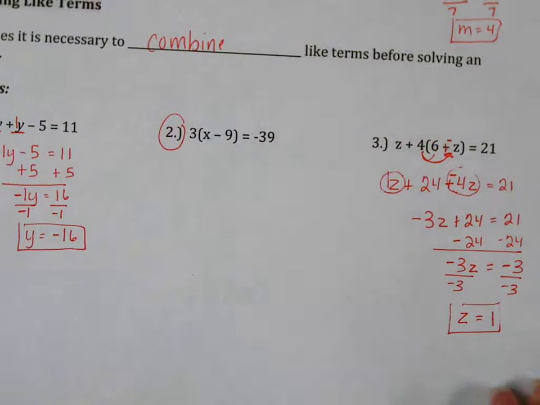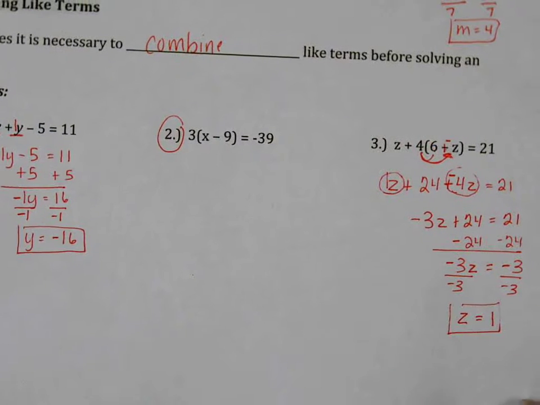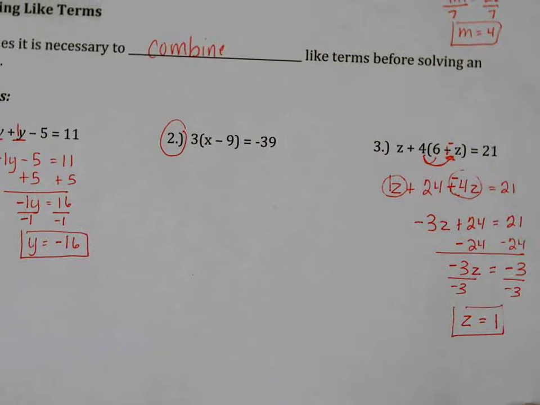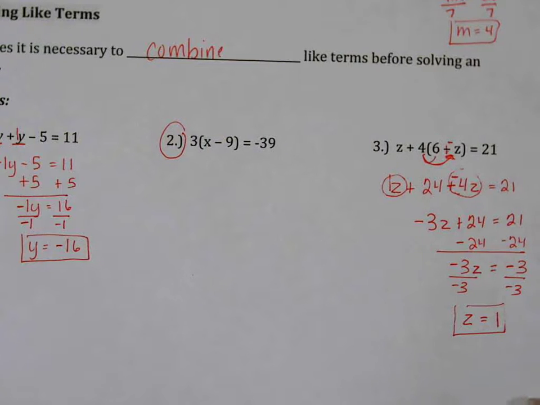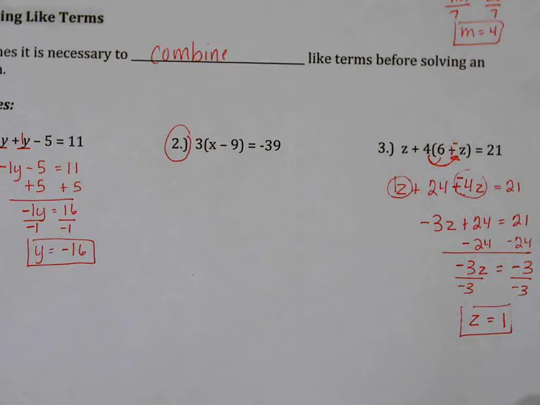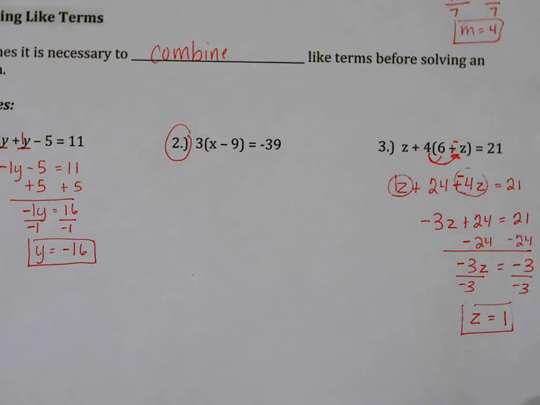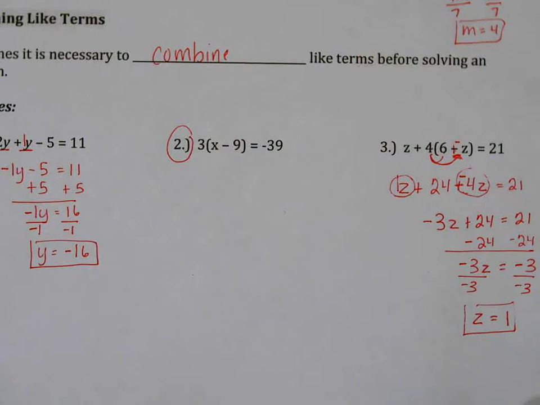So it's really important. We're combining a lot of skills here. We're simplifying terms. We're adding and subtracting, multiplying and dividing integers. We're doing equation operations. So we have a lot of skills combined in this one lesson. So we need to make sure that we're being really careful with our integers. And if you have any questions, make sure you're asking that in class.